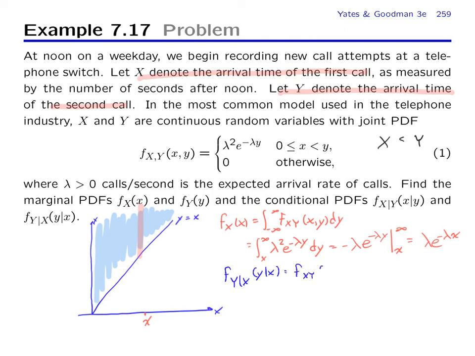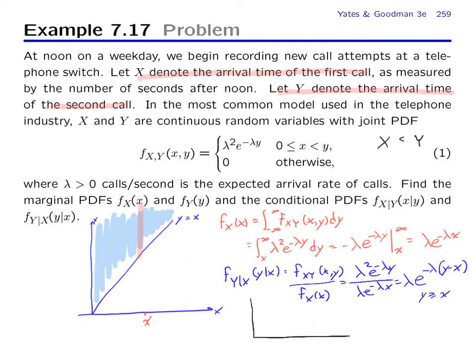It's the joint PDF of x and y over the marginal PDF of x, and we obtain lambda squared e to the minus lambda y over lambda e to the minus lambda x, and this is lambda e to the minus lambda (y minus x). And the point to keep in mind is that this is only valid for y greater than or equal to x.